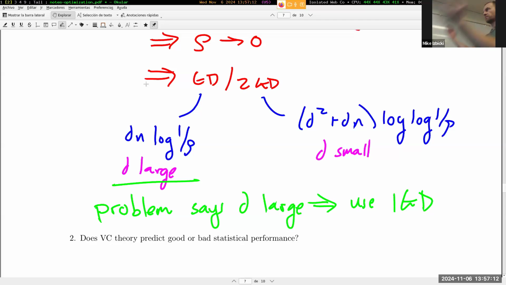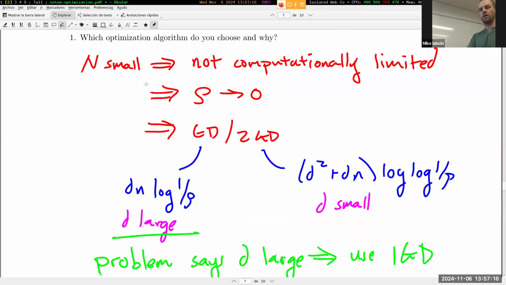This is the style of reasoning that you will have to be able to do on your final exam. So are there any questions about this style of reasoning?